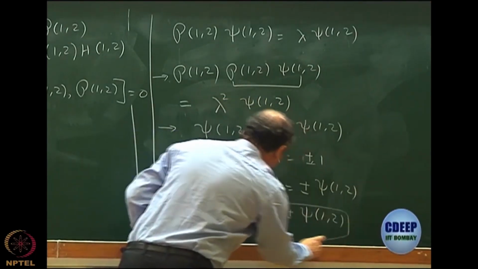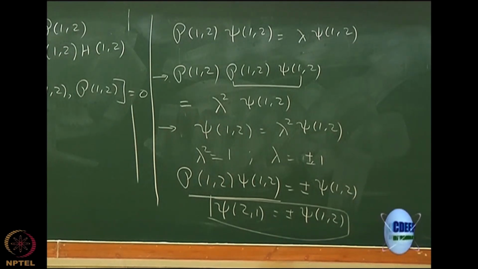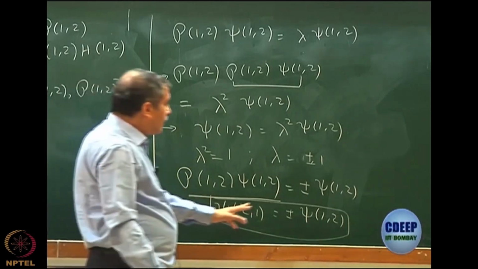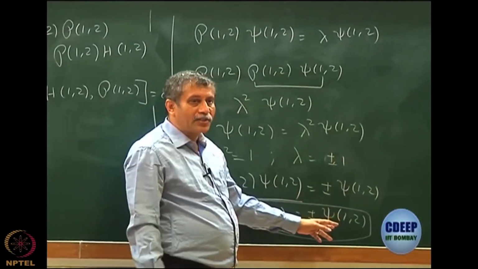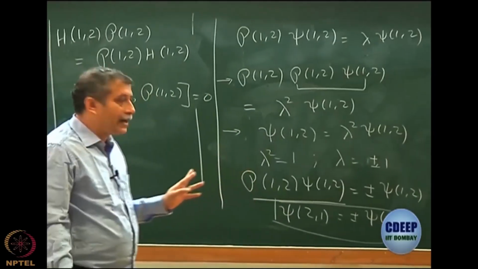So, we get an interesting result for the eigenfunction of the Hamiltonian or the eigenfunction of the permutation operator. What is that interesting result? That if I permute the coordinates of the two particles 1 and 2, the eigenfunction will either remain the same or change sign. So, that is the result that we get.